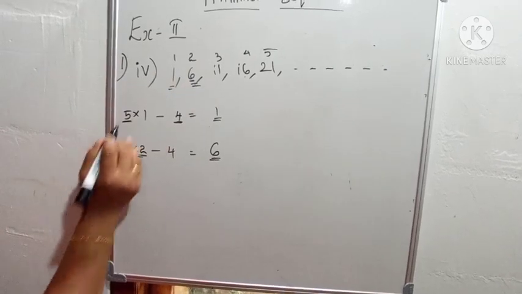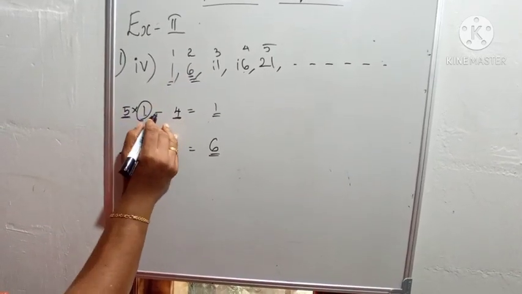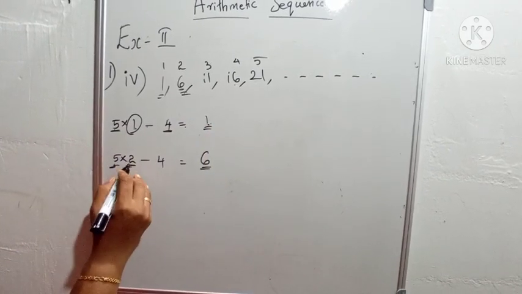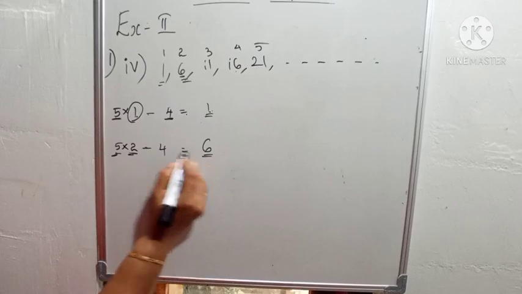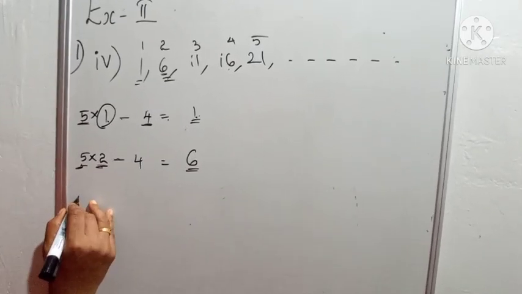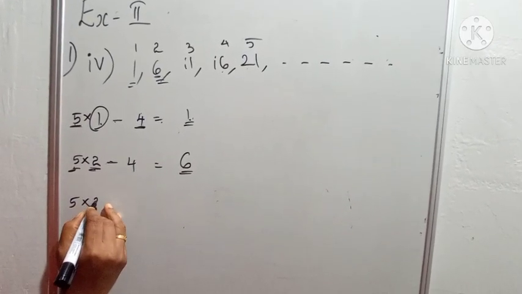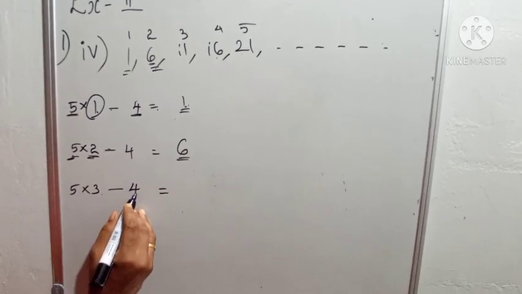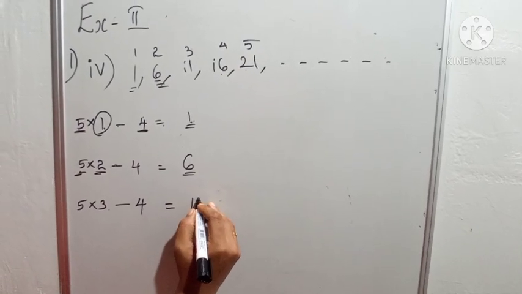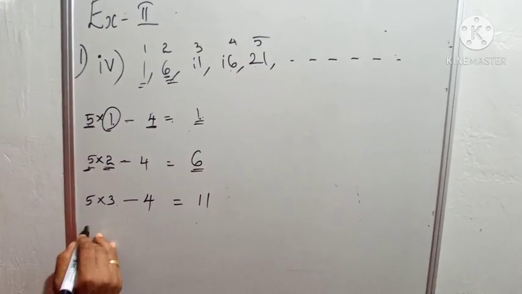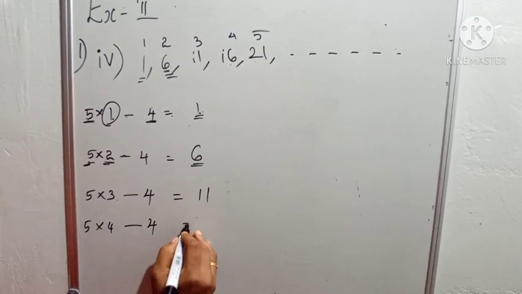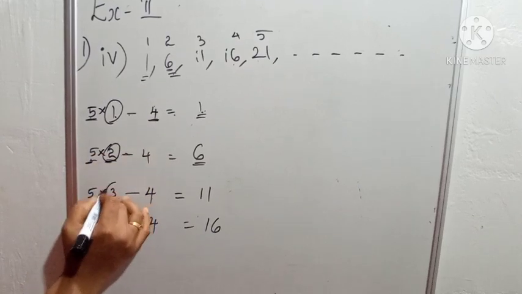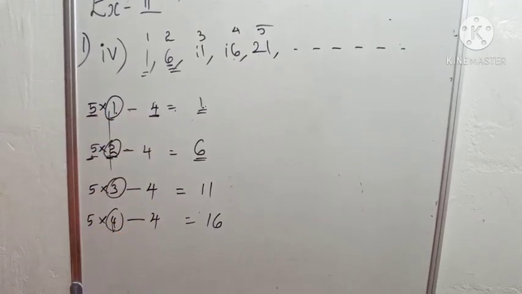Okay, that is 5 into first position minus 4 gives the first term. 5 into second position minus 4 gives the second term. Now the third term, 5 into third position minus 4 is equal to 5 into 3 is 15. 15 minus 4, yes, that is 11. Now 5 into 4 minus 4, that is equal to 16. So this 1, 2, 3 are the positions.